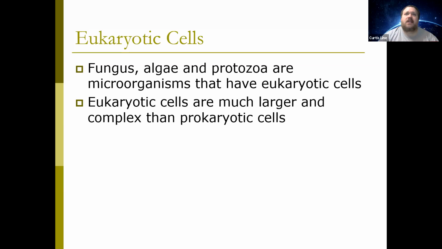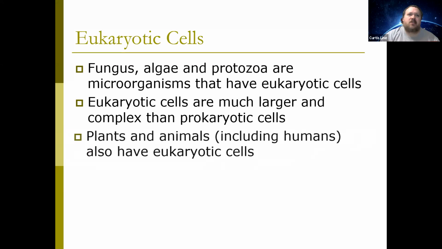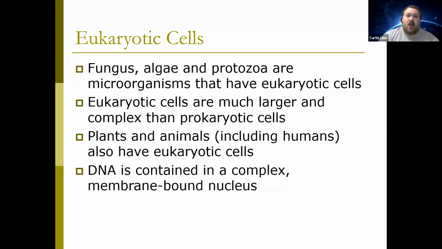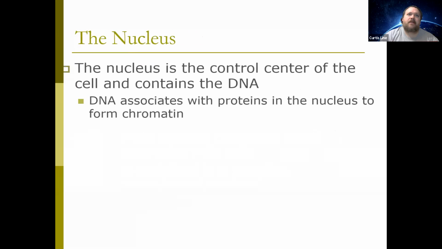So eukaryotic cells are much larger and much more complex than prokaryotic cells, and probably evolved from different types of prokaryotic cells hundreds and hundreds of millions of years ago. And of course, plants and animals are also eukaryotic organisms. Eukaryotic cells have a nucleus, that's where the DNA is found, and they have organelles.